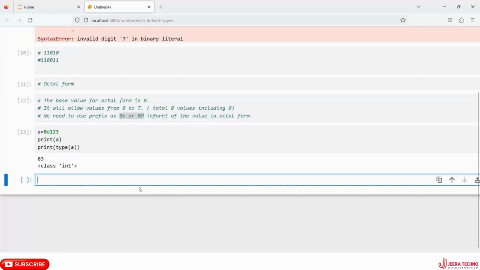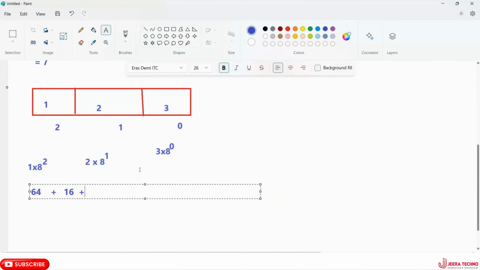Okay, guys, just go ahead. So when I execute, 83, right? Now what is the value you are going to get? 1 into 8 square, that is 64, and 2 into 8 power 1 means 8, that is 16. Then 3 into 8 power 0, which is 1, so 3 into 1, that is 3. Total 64 plus 16, that is 80, plus 3.